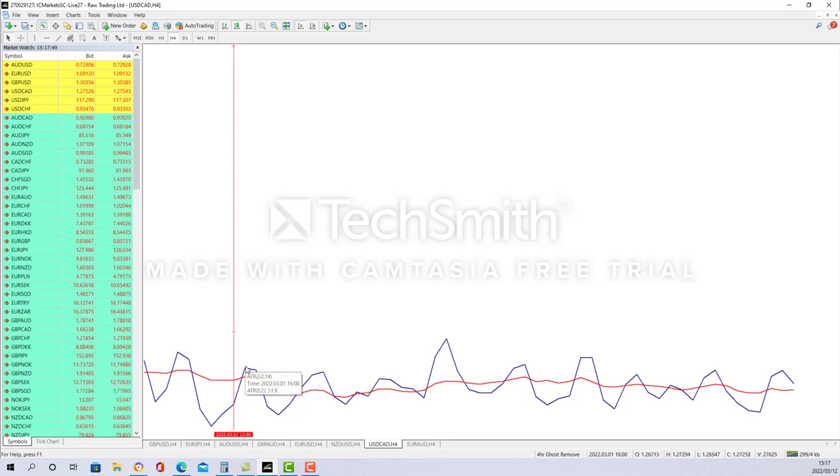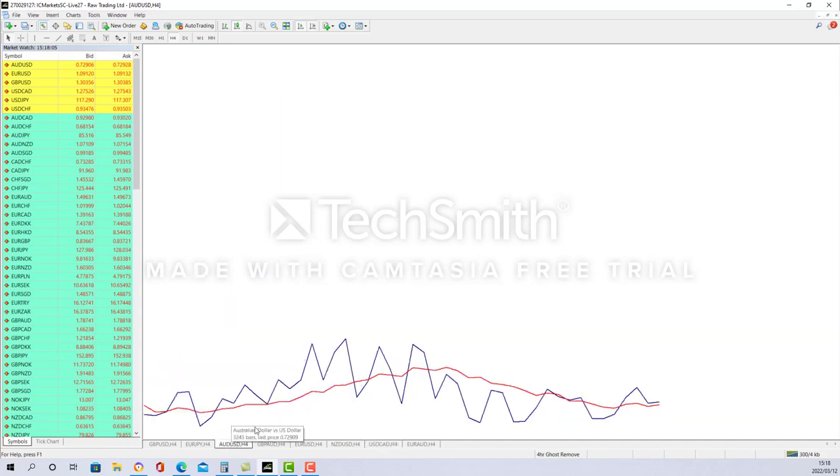You are specifically looking for pairs that have crossed the 14 before the 4 o'clock session, right? So it just needs to peak above before the 4 o'clock session, and that's when you start to look at the 15-minute time frame. So I'm going to show you another example here. This is the Aussie dollar, US dollar.